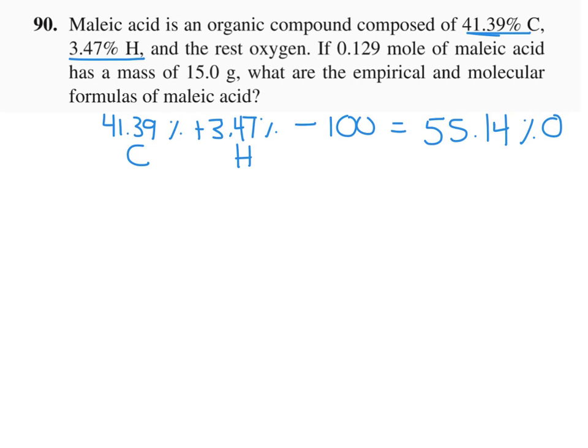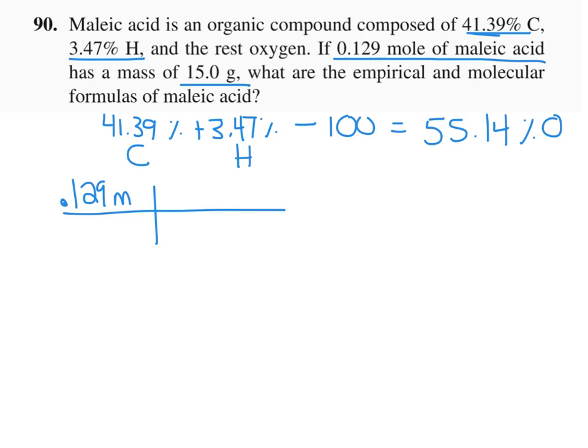Okay, the other thing we need to do before we get set up is to use this sentence right here. If 0.129 moles of malic acid has a mass of 15, what are the empirical and molecular formula? We need to know the molar mass. We are not given the molar mass. They're being a little bit sneaky here.